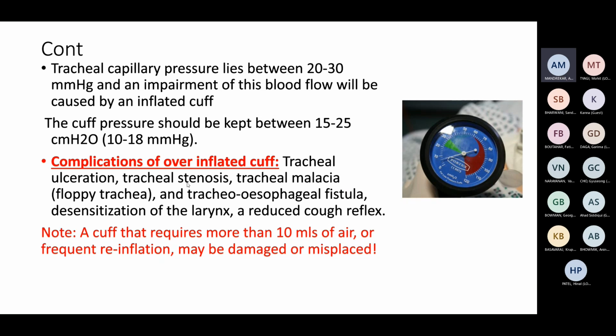So when having the cuff inflated, we have to make sure that it's at the right pressure. We usually keep it between 10 to 18 millimeters of mercury, so it would not disrupt the blood supply to the mucosal lining of the trachea, and that, as we mentioned above, could lead to ulceration, and that would also progress to stenosis and also fistulation as well.